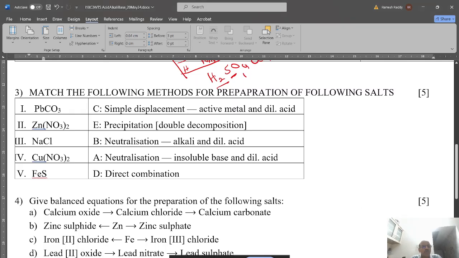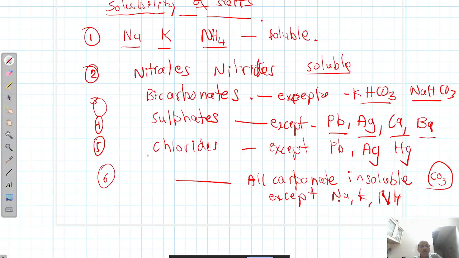Now he has asked you to find PbCO3 salt. How can you prepare a PbCO3 salt? First and foremost, you know that this is insoluble, because any CO3 except sodium, potassium, and ammonium is insoluble. So this PbCO3 is insoluble in water. That is what is meant by insoluble in water. When you put it in water, it doesn't dissolve.